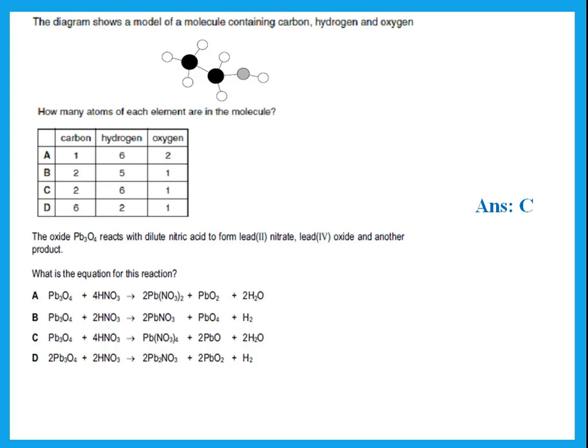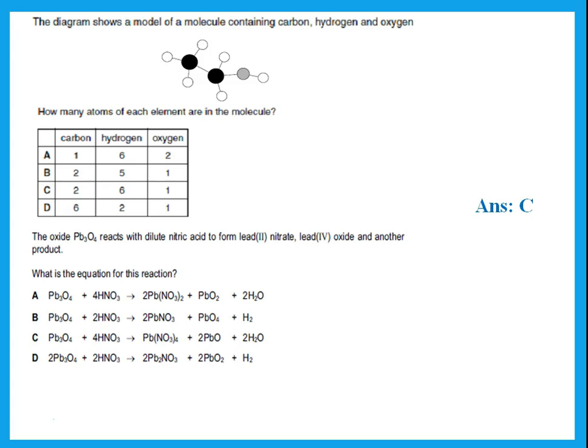The oxide Pb3O4 reacts with dilute nitric acid to form lead-2 nitrate, lead-4 oxide, and another product. Now, these equations look complicated, but actually it's very simple. To choose the equation, first of all, you choose the one that has the correct symbols before sitting down and thinking if it is balanced or not. So, the symbols, first of all, must be correct. Okay, Pb3O4, he already tells me that that's right. Nitric acid, all of them have the correct formula of nitric acid, HNO3.